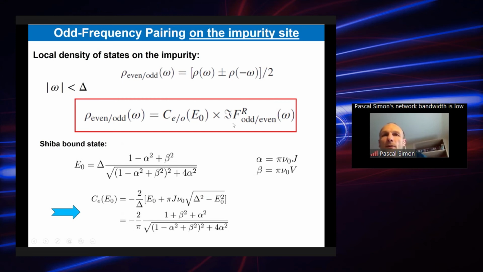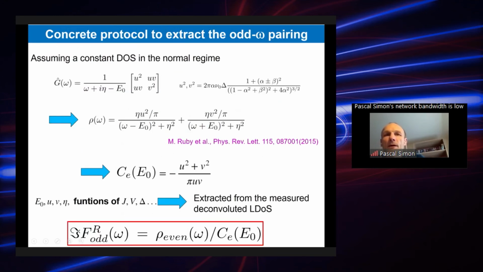To make it short, you have only very few parameters left, 4 exactly, if you parameterize your Shiba bound states by a Lorentzian. This has been used by the group of Katharina Franke, who displayed the data. U and V are the particle and hole components of the Shiba wave functions. E0 is the position of the peak. And there is still a fourth parameter, which is typically the intrinsic broadening of your in-gap Shiba bound state. So 4 parameters only.